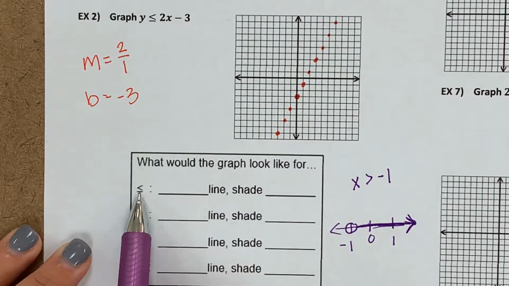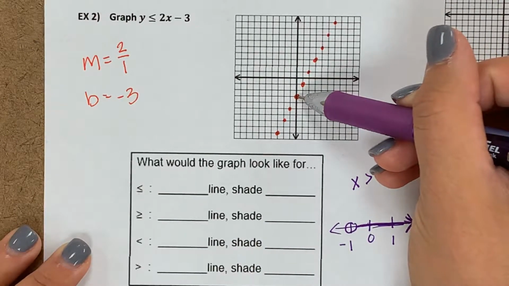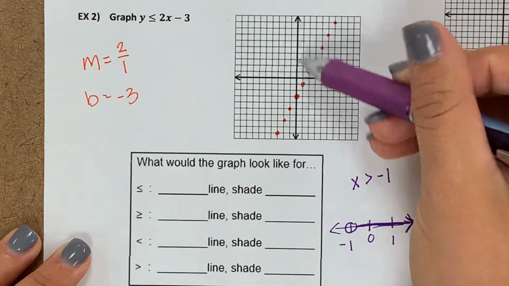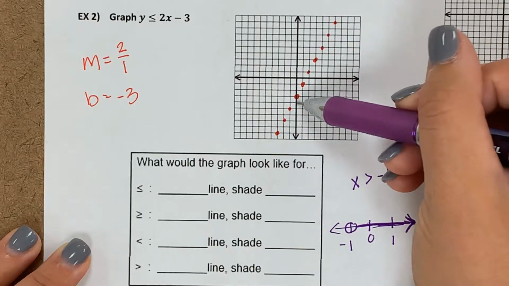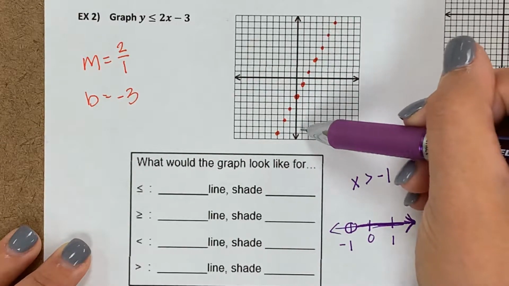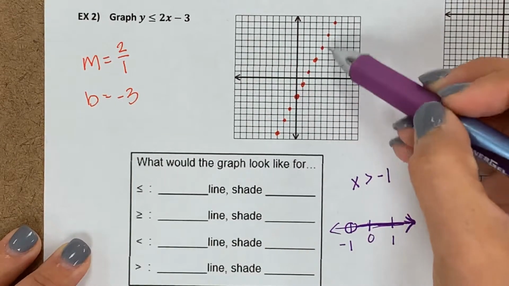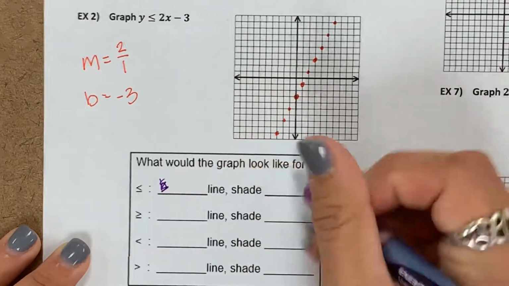Right here, ours is less than. The way you think about this is based on the y-intercept. So we have a y-intercept right here at negative 3. So if it were less than, we would think about what y values are less than negative 3. While going down on the graph is more negative, so we would want to shade down. So we think about that as shading everything below each one of our points. So we say shade below.